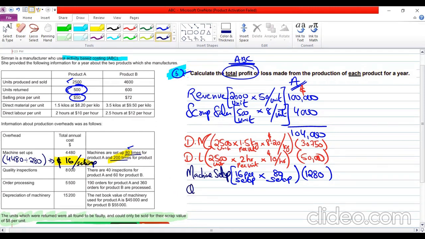Then we have quality inspection. First of all, we need to compute the rate. What is the cost per inspection? How to do it? So total cost is 8,000 and number of inspections in total are 100, right? So what is one inspection cost?